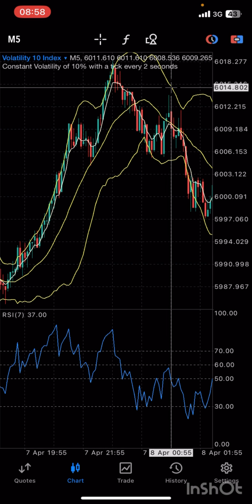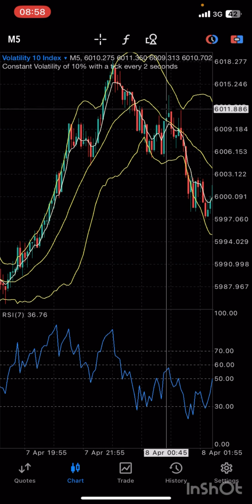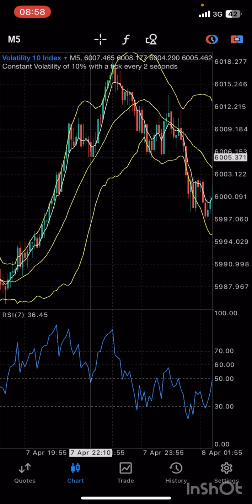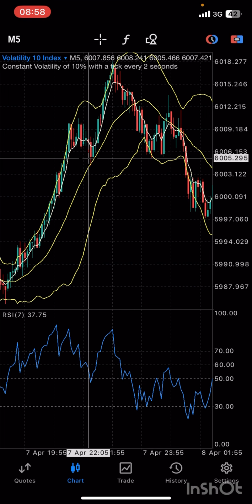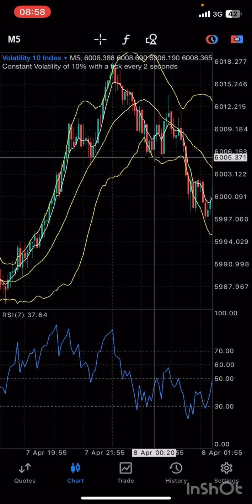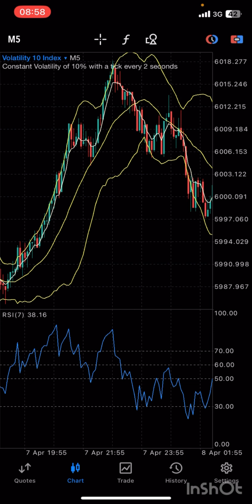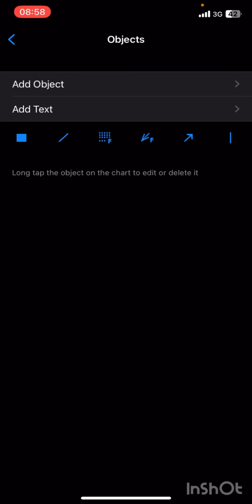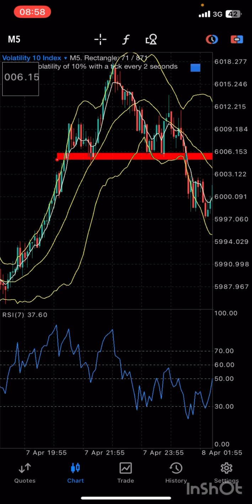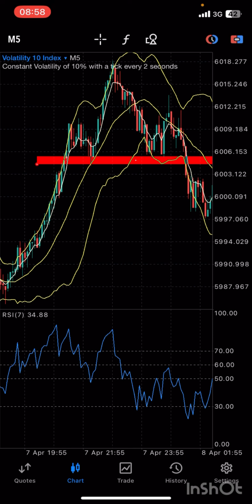How are you going to be selling? You are going to find, because you can see this place was a support zone, price bounced off this point, came here, bounced off this point, went up and came down to break it. So I'm going to draw a zone area on this particular support zone, right? And I'm going to wait for price to come back into that support zone, and I'll be looking for a sell.